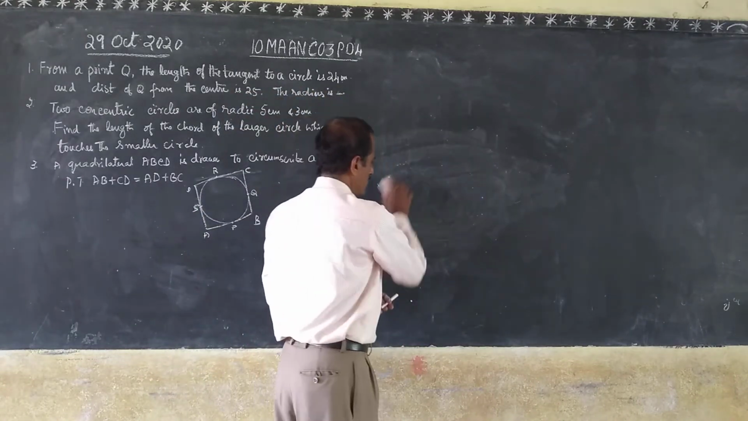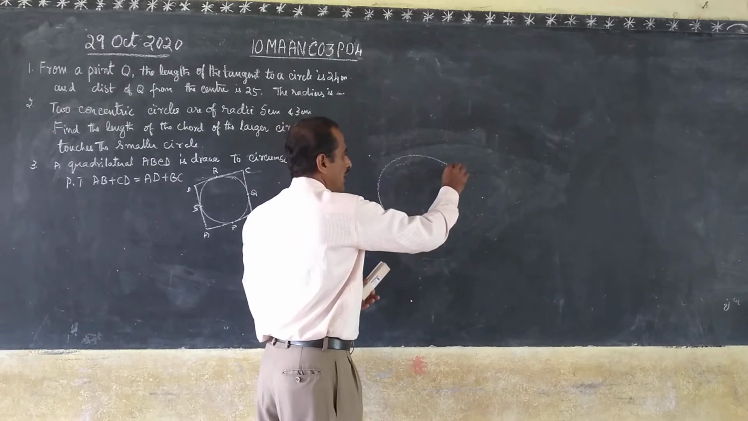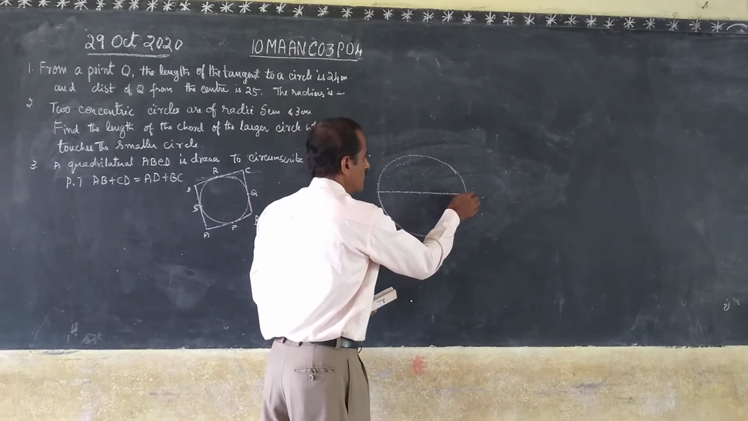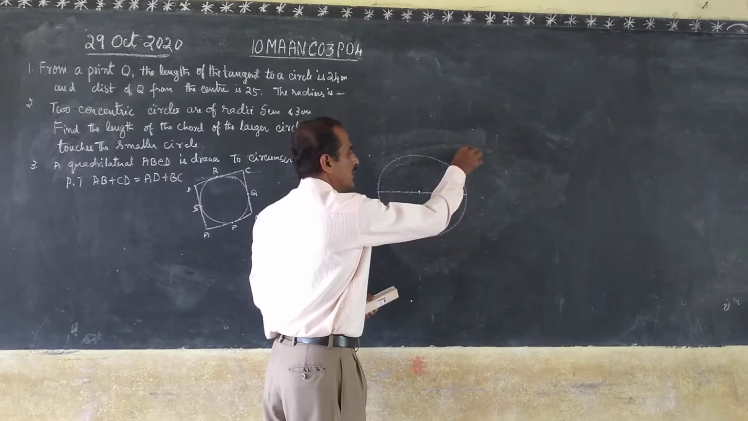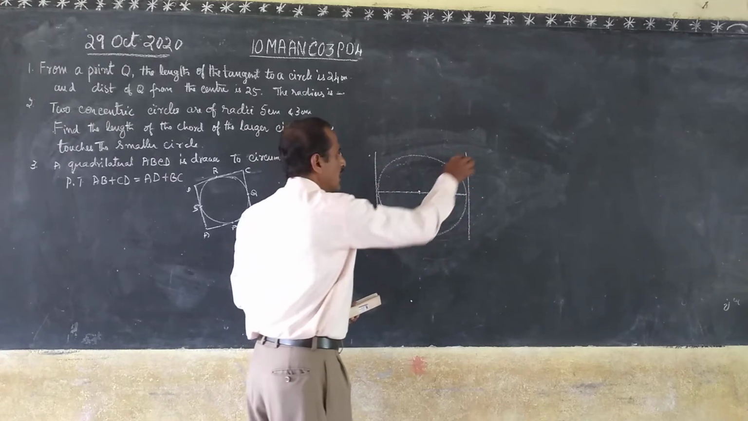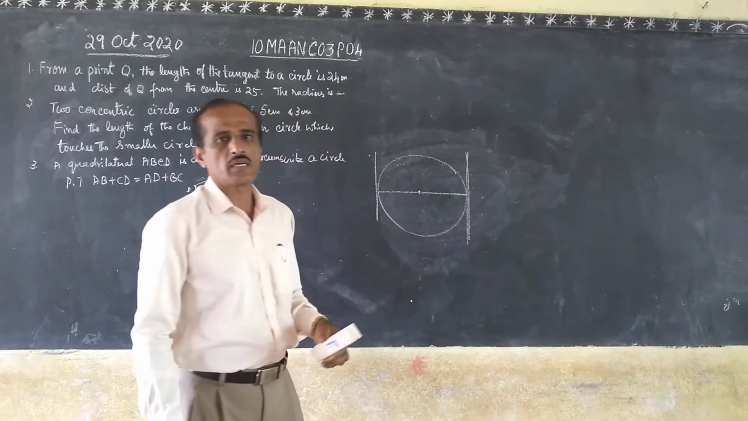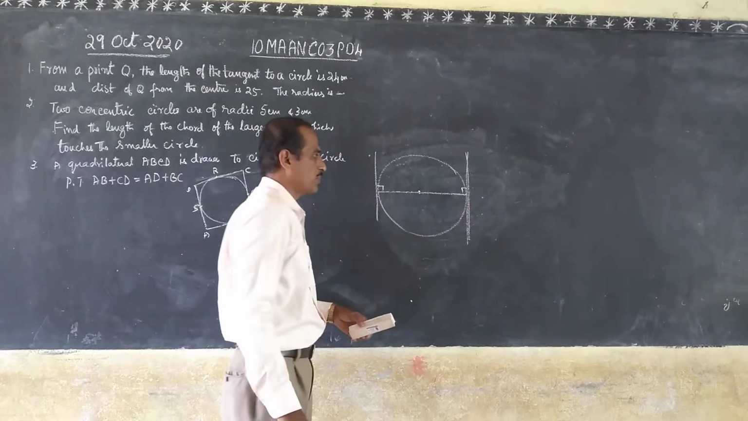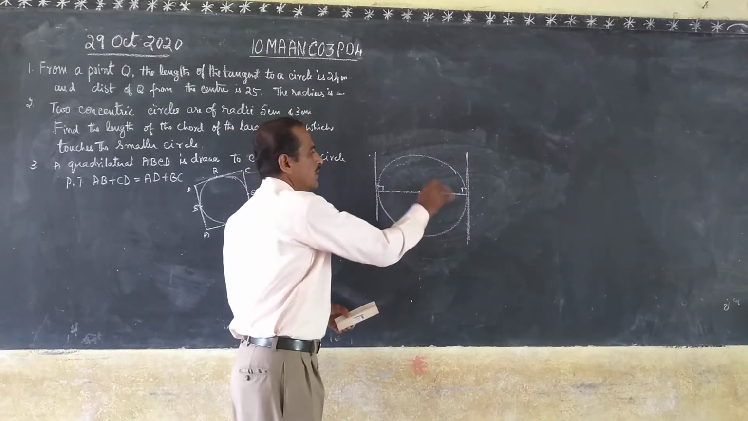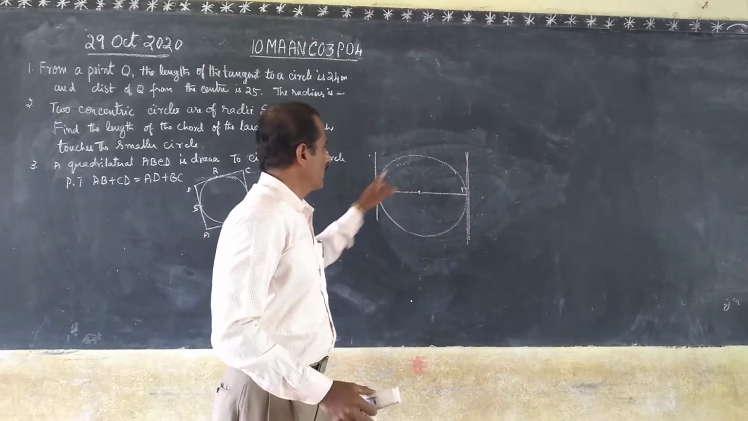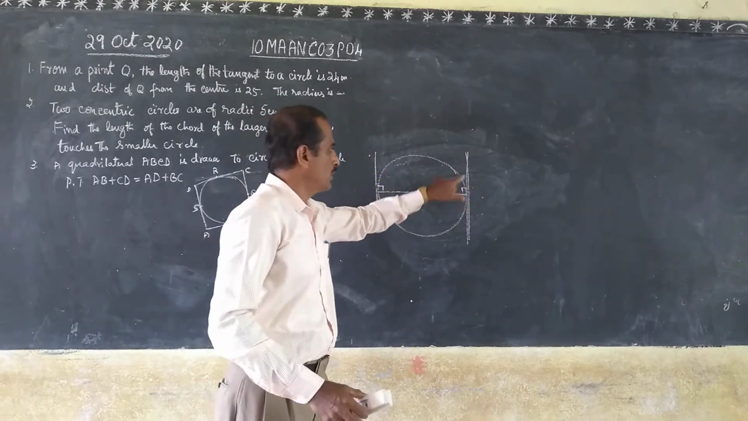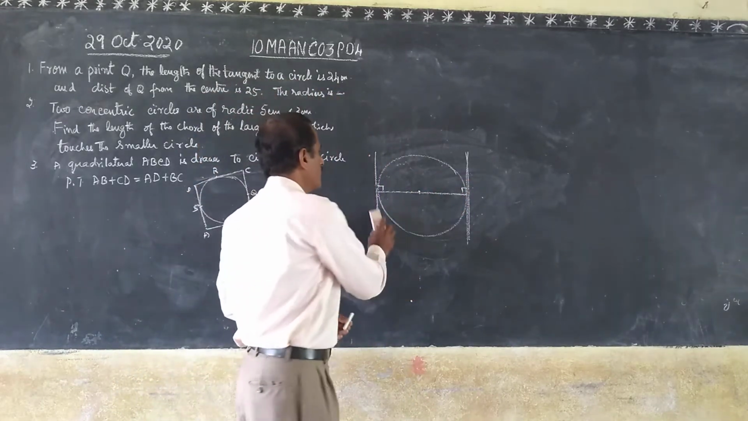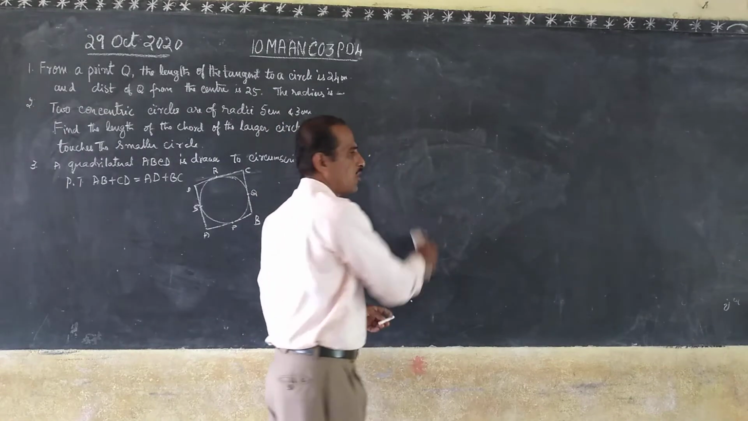Another important thing is, tangents at the ends of a diameter are always parallel. See, this is the diameter. At the ends of the diameter, if you draw the tangents, these tangents are always parallel to each other. Why? It is 90 degrees here, and here also 90 degrees, because it is a property. So the 2 tangents drawn at the ends of the diameter are always parallel to each other. With this, we have to solve some problems.